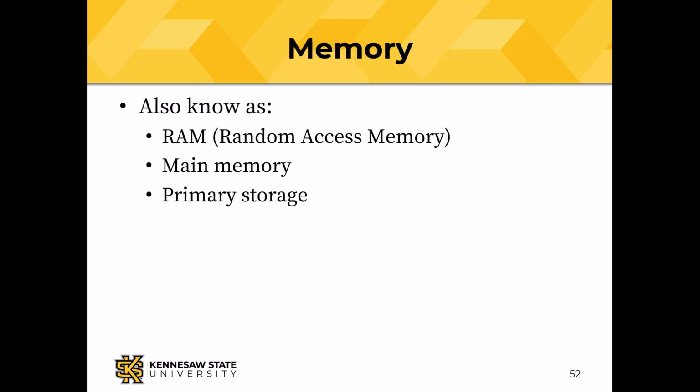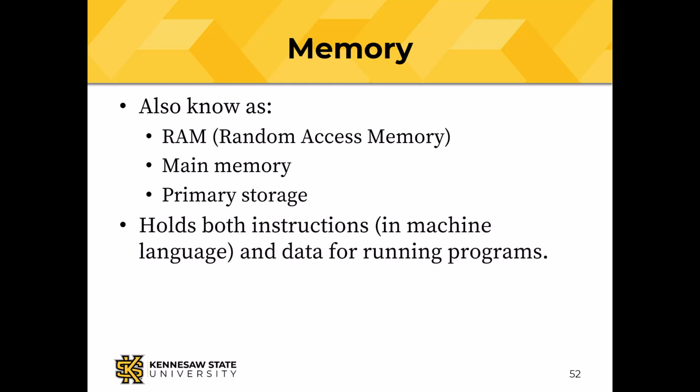Memory, also known as RAM or random access memory, main memory, or primary storage, is where programs and data live while the computer is running. So as the slide says, memory holds instructions, and those instructions are in machine language, and the data for the programs that are running at that moment.